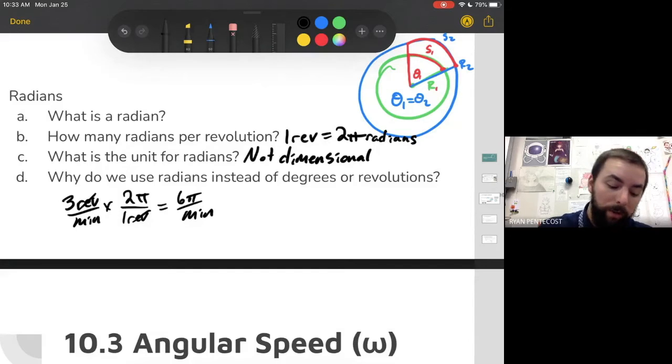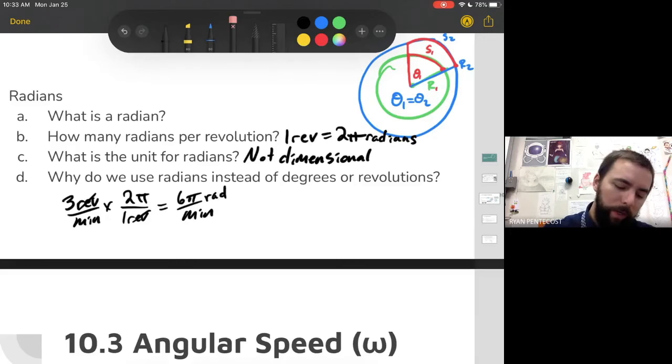Now, it's not incorrect to say this is 6 pi radians per minute. You just need to pick one of those conventions to use and stick with it throughout your entire problem. But it is customary in physics to sometimes use your velocity and your acceleration in the angular world without radians. And we'll talk about that more later.